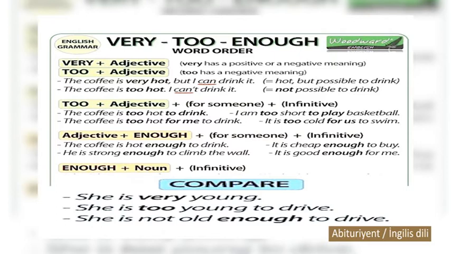Now let us compare. She is very young. She is too young to drive. She is very young. This is a positive meaning. She is too young to drive, so it means that she shouldn't be allowed to drive because she is too young to drive. Then, she is not old enough to drive. Someone might say, why is she driving the car? And you say, no, she is not old enough to drive a car, or she is not, for example, young enough to understand me. So it means that she can understand you.